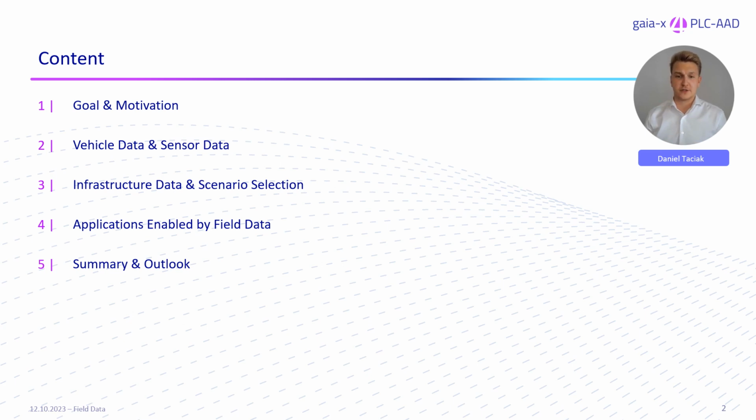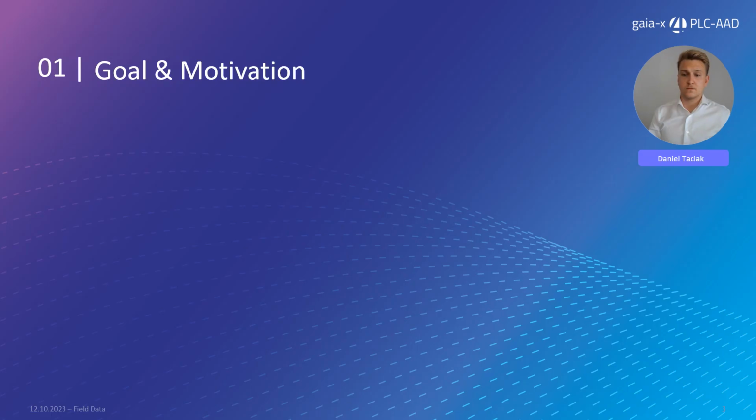After we talk about the general goals and motivations, we will go over the different perspectives used to record field data, namely the vehicle and the infrastructure perspectives, how we select driving scenarios in form of locations and situations, and also how this data is used later on. Let's get the most obvious question out of the way. Why do we even need field data?